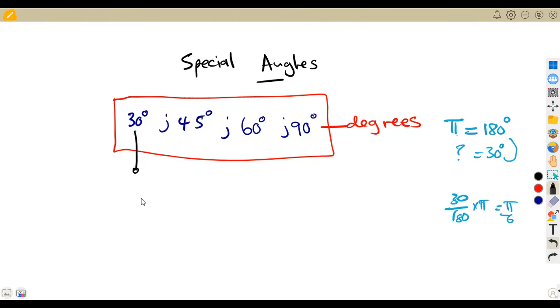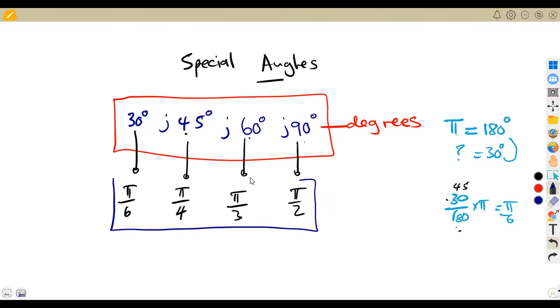So this can be given as pi over 6 in radians, same as 45. Here we have 45 over 180, so you obtain pi over 4. 60 degrees, 60 over 180, which is pi over 3. 90 is pi over 2. So these are the equivalents of these angles. If you are given these angles, you must be careful, because they still represent the same special angles, but this time they are given in radians.